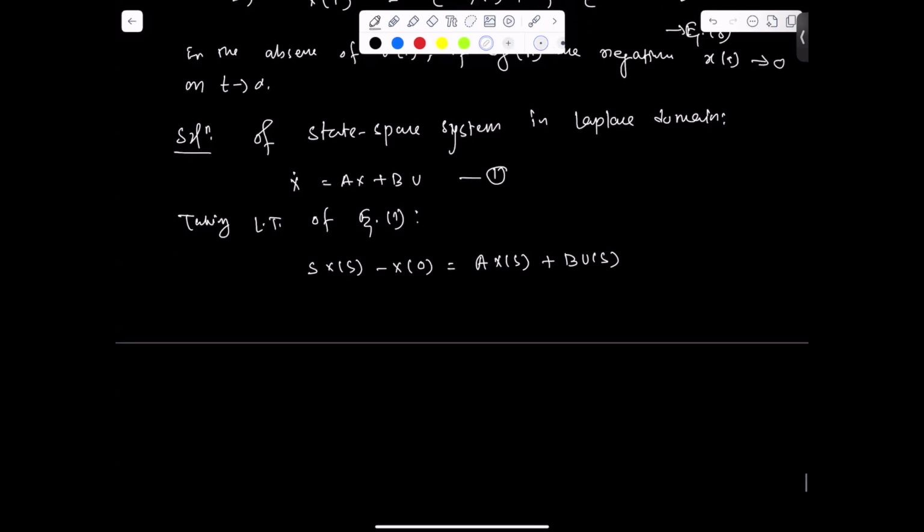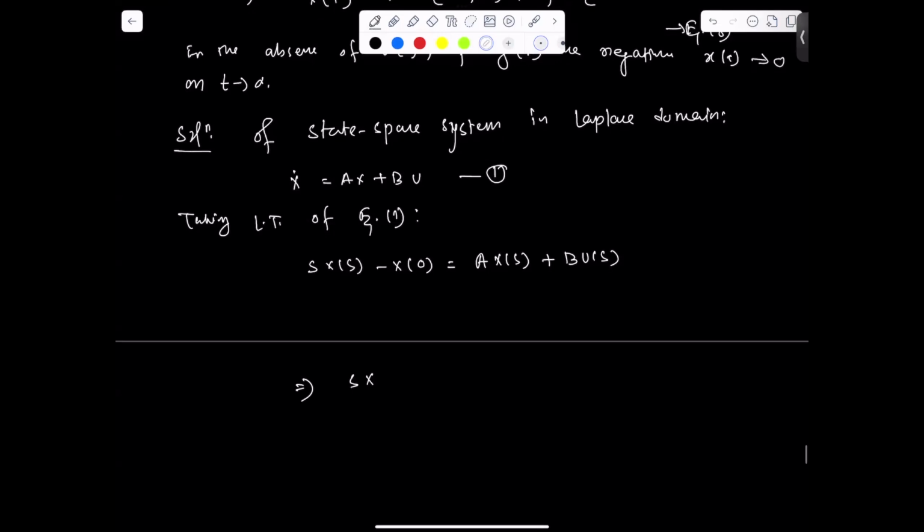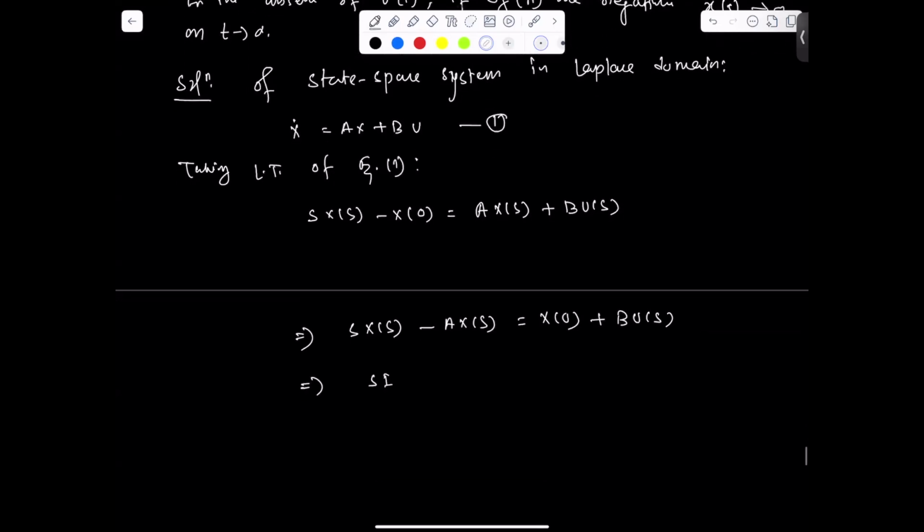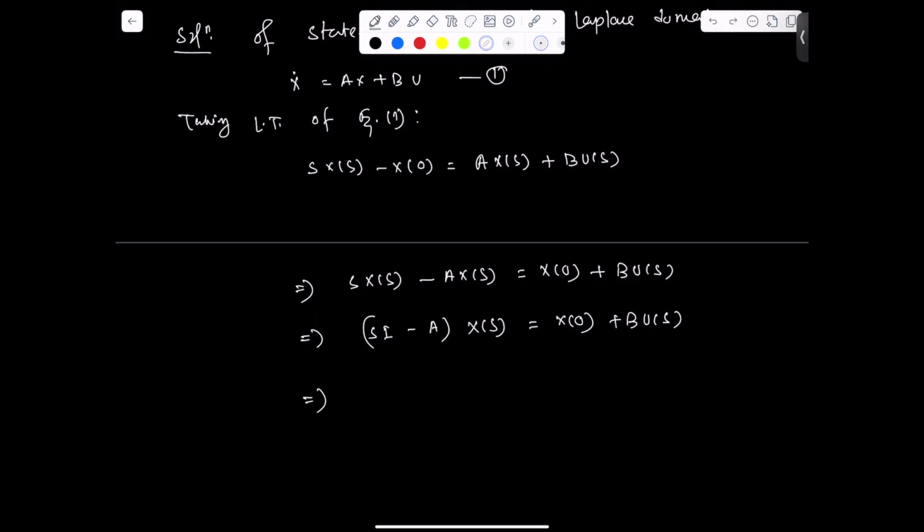And from this we can further write sX(s) minus AX(s) equal to x naught plus BU(s), or we can write (sI minus A) X(s) equal to x naught plus BU(s). So from this expression, X(s) can be written as (sI minus A) inverse x naught plus (sI minus A) inverse BU(s).